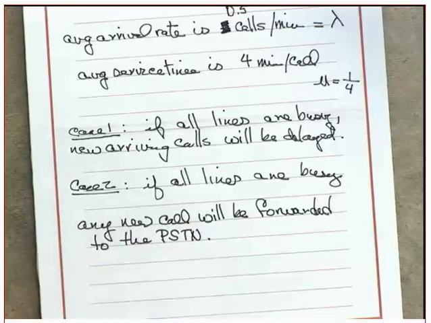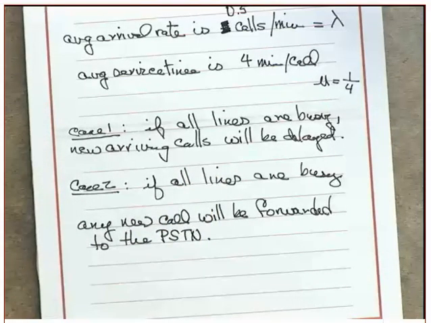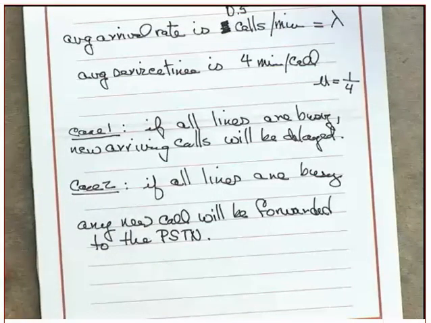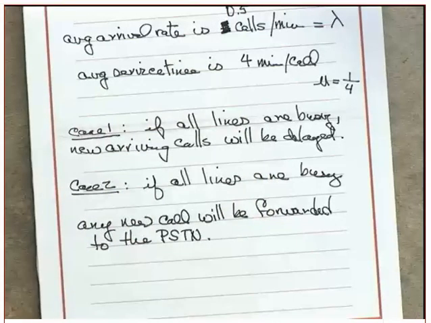Did you understand the difference between them? The first one is that if all the lines are busy, which means it's occupied, somebody is making calls, any other new call coming will be delayed. The other one, if all the lines are busy, the call will go through the public switch telephone network. Remember, these are private lines. Clear? Okay.